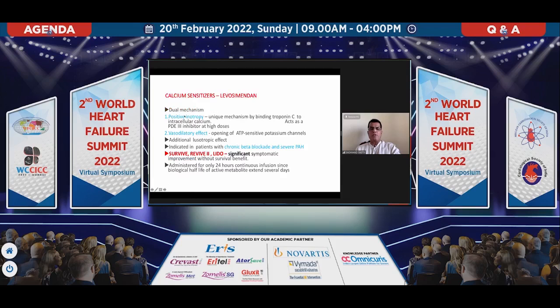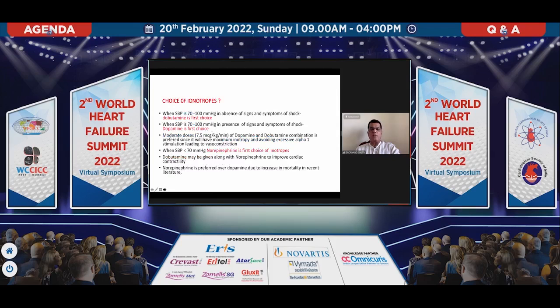Now, the calcium sensitizers, like levosimendan, have a dual mechanism: positive inotropic as well as vasodilator. So they act more as inodilators. We have many studies, but there is no survival benefit. It is more symptomatic, and the vasodilatory properties are because of the opening of ATP-sensitive potassium channels, plus they have an additional lusitropic effect, and are indicated again in chronic beta blockade and severe PAH. Normally we don't give it for a long period because it has a long half-life, and normally give it for 24 to 48 hours.